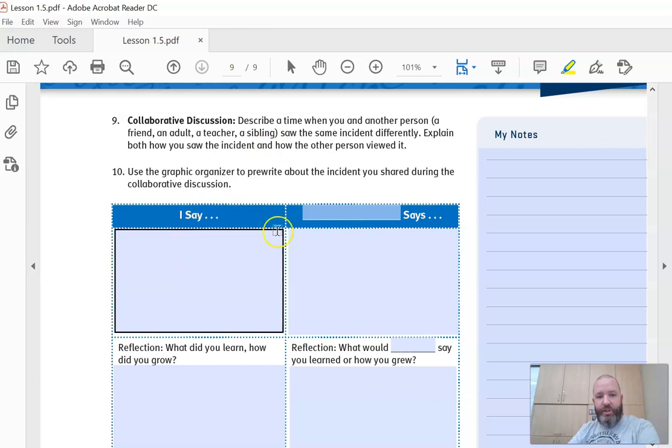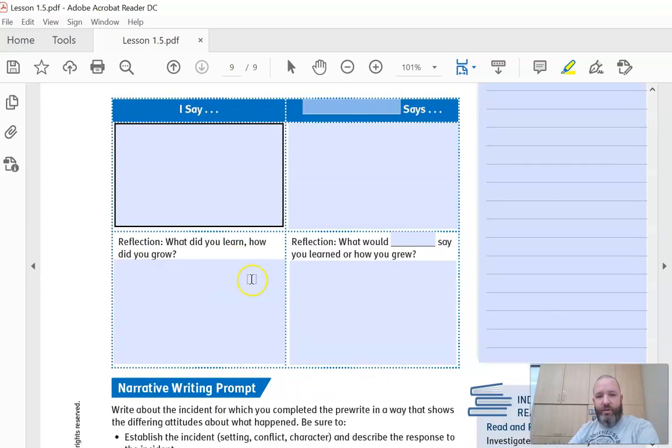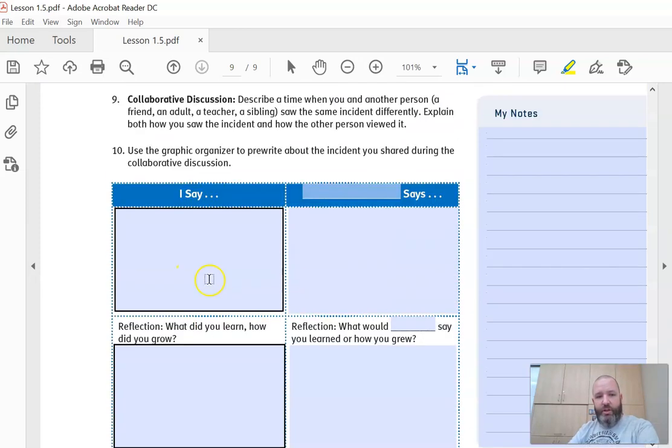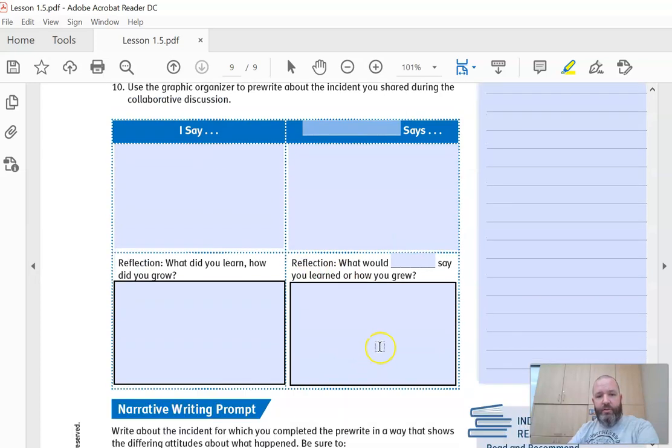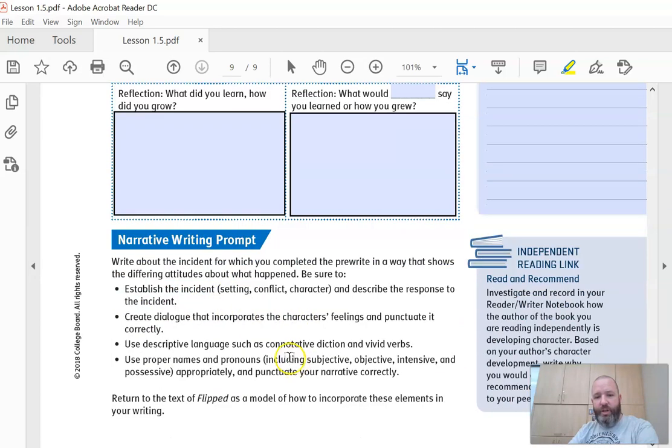Okay, so you would describe an incident and say who, my brother, is saying the opposite side. So I say I was just walking along and accidentally bumped my brother, and he says I ran up and pushed him on the ground and kicked dirt in his face. Okay, so those are quite different. So what did you learn? How did you grow? And what would this person say about you? Okay, and then once again, we'll talk about the narrative prompt together, so don't worry about that.